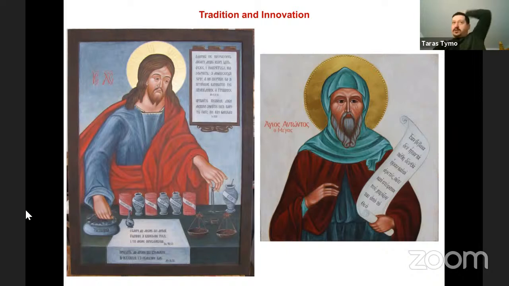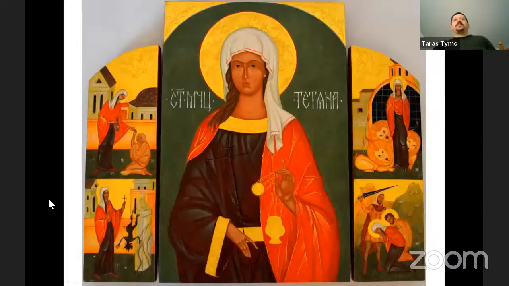So the idea of this image was that Christ is like a producer of medicine for people who suffer from infectious diseases. It was well before the COVID hit, but prophetic. And quite traditionally looking icon of Saint Antonius the Great.